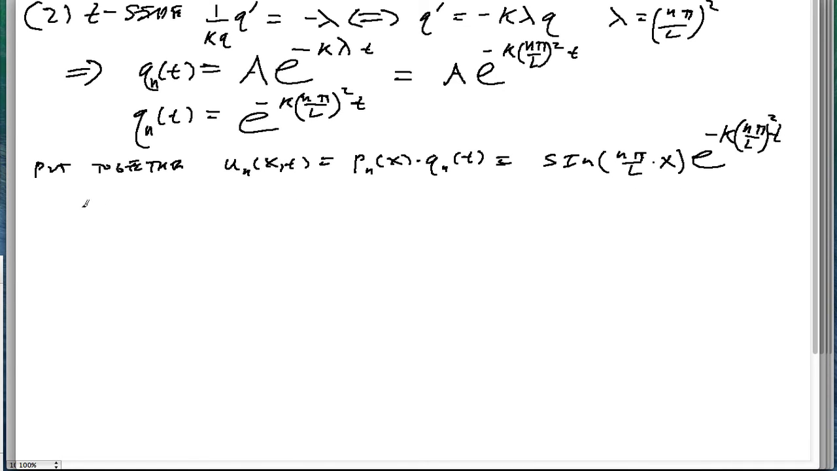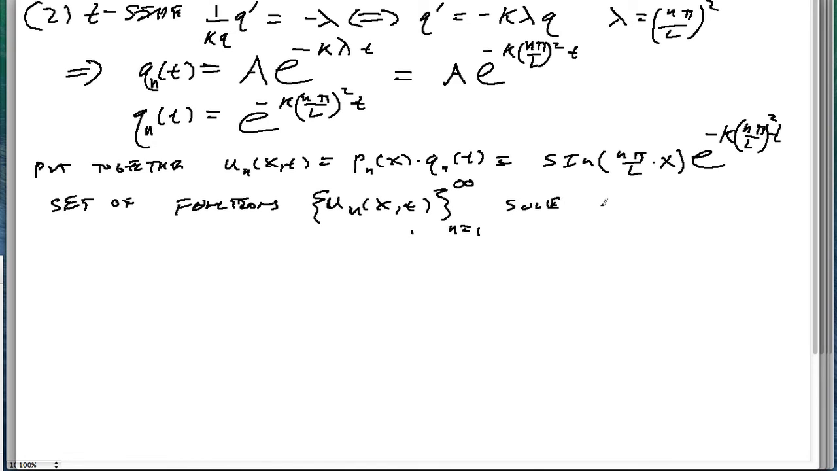All right, so this is a whole family of functions. This is a whole set of functions u_n(x, t), and I'll put little brackets around it, n equals 1 all the way to infinity. All right, so that's our set of functions, and each one of them is a solution. Each one solves the ODE, or they solve the PDE with the boundary conditions.